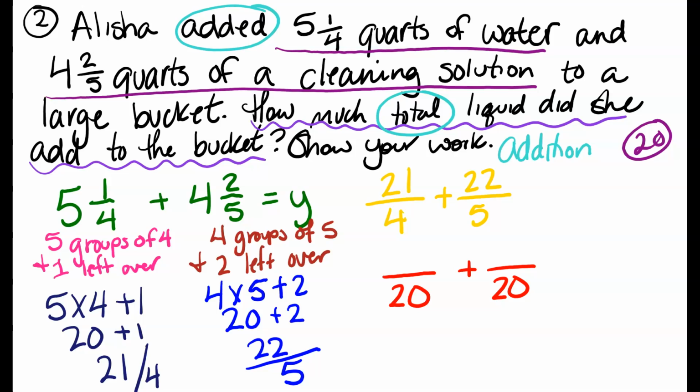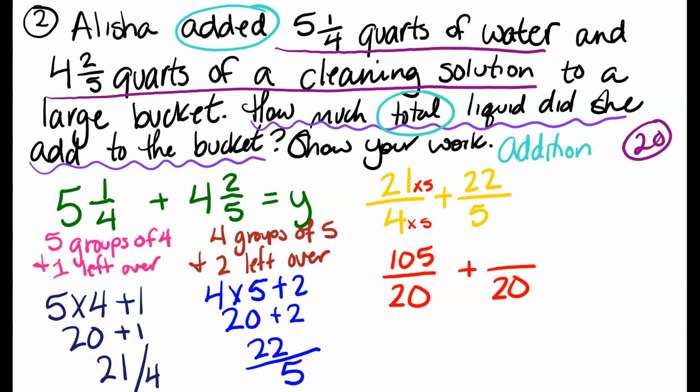To get 20 from 4, I did 4 times 5. And whatever I do to the bottom, I need to do to the top. 21 times 5. 1 times 5 is 5, 2 times 5 is 10. And I plug it in.